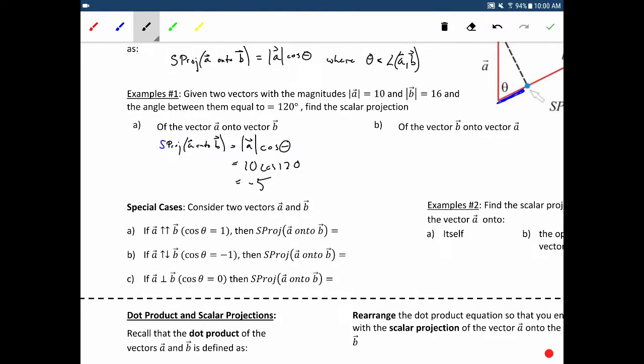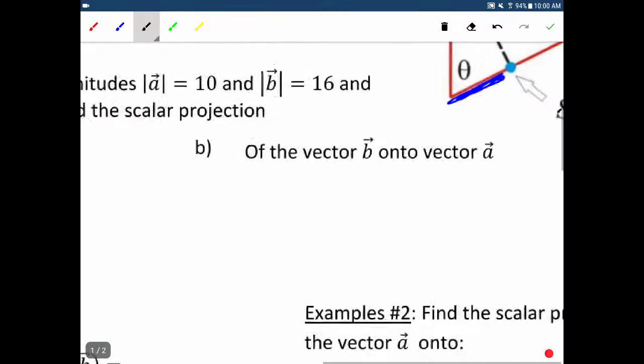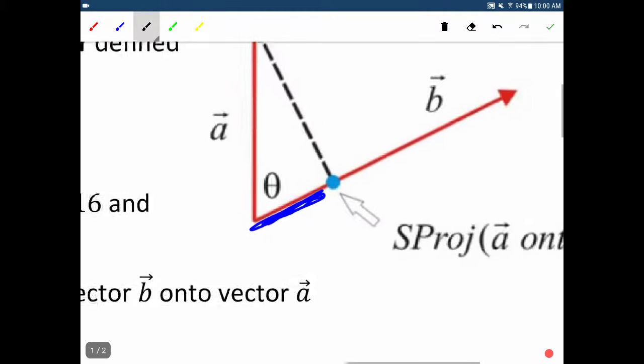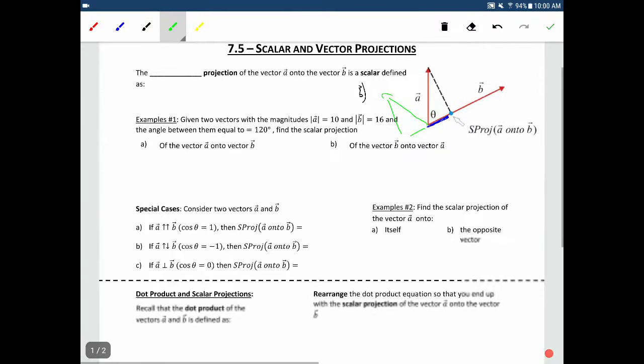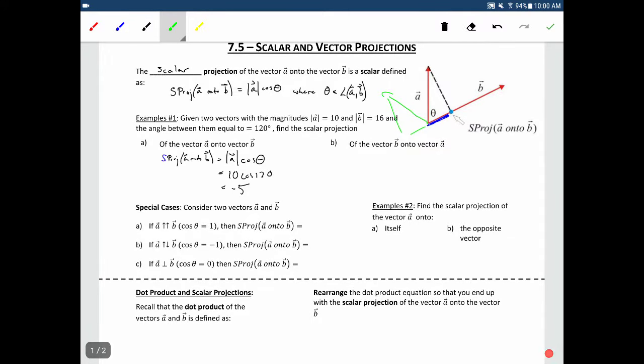Again, you'll notice it is a scalar. It's just the number -5. The reason it's negative makes sense if you look at the diagram. Because theta is greater than 90 degrees, it's casting down onto the negative part of B. There is no B there, so you'd have to go into the negative. You're going to have that anytime theta is greater than 90.